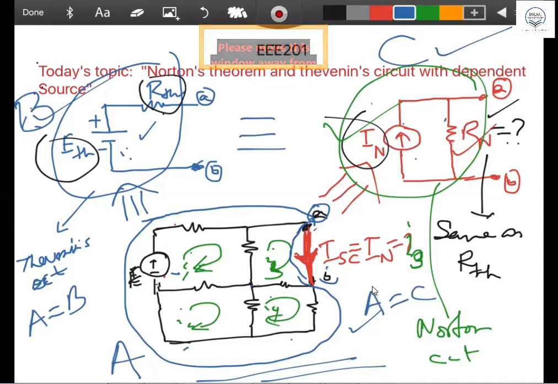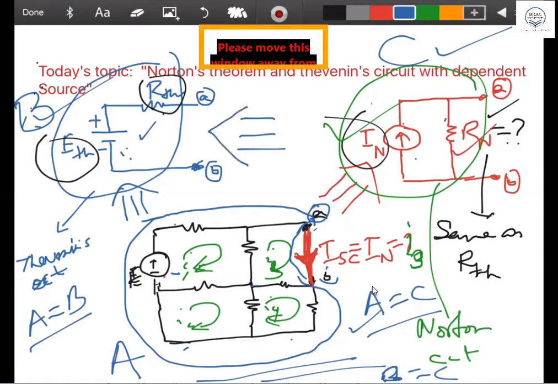If A is equal to B, and A is equal to C, any child, if you ask what the conclusion is, will say the conclusion is B equal to C. Do you get it? Do you understand, all of you? It is true. That is the source transformation.